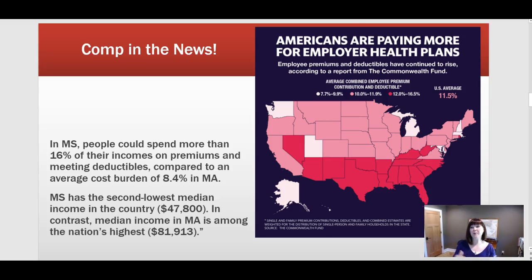Now, coming in the news, how much are people paying as a percentage of their income? Health insurance premiums have been going up, and employers are trying to figure out what they're going to do with that. So they had shifted more of the cost to employees. I think that's kind of leveling out now, but even here you can see that in Mississippi, people can spend more than 16% of their incomes on health insurance premiums and meeting the deductibles. That compares to the average cost burden of 8.4% for those in Massachusetts. And part of that is not that the health insurance is so much more. Here it is that our income, so it's a percentage of income. Mississippi has the second lowest median income in the country, as you can see, compared to Massachusetts, which is among the highest.